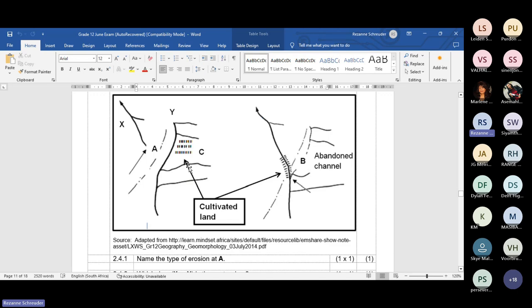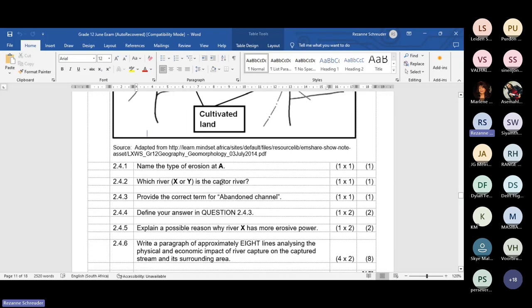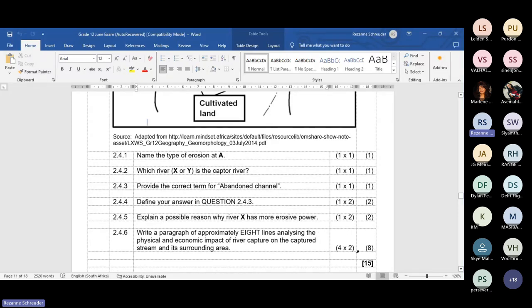What's interesting to note is this question built from name, which, and then there was a definition, explain a possible reason, and then the last question construction year was the paragraph. And very important, where they went wrong is they confused the captured stream and the captor stream.